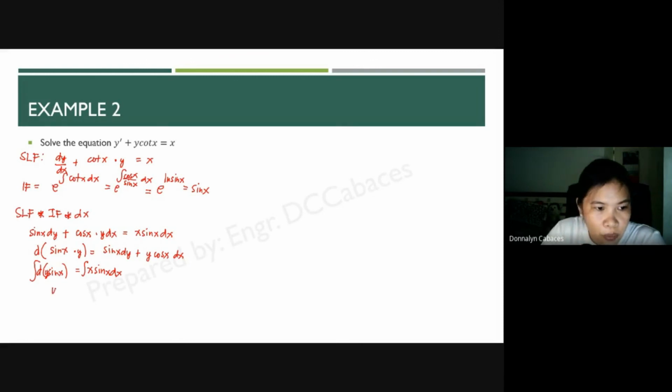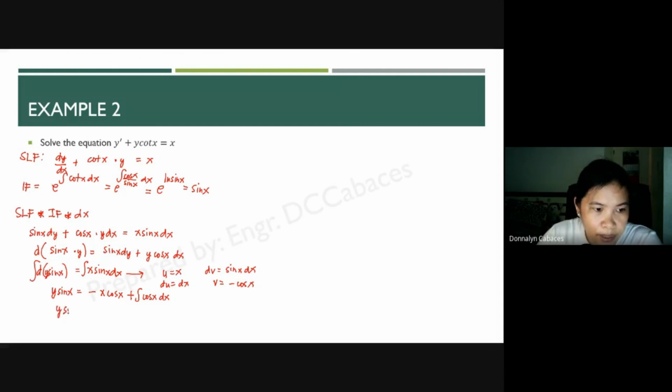So integrating, you have y sine x. How will you integrate this? Integration by parts. If you let u to be equal to x, your du is dx. And our dv is sine x dx, where v is negative cosine x. So that is equal to uv, so negative x cosine x minus the integral of v du. So minus minus, so plus the integral of cosine x dx.